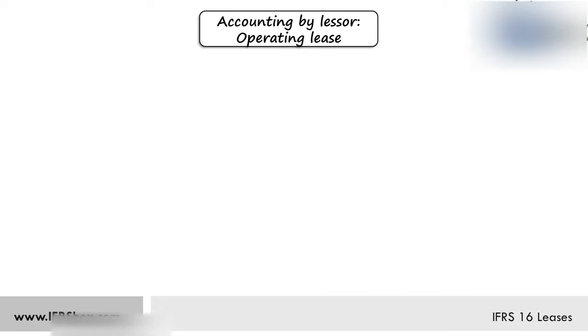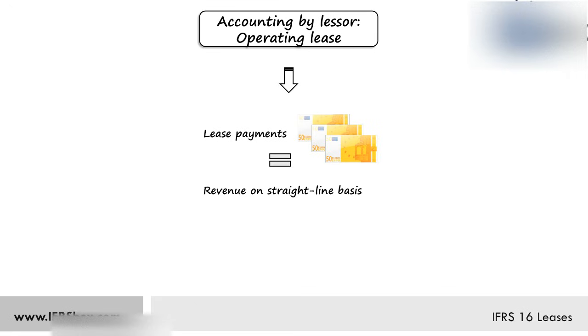Now let's take a look to operating lease, which is much easier. Lease payments received from the lessee are recognized as revenue in the profit or loss, basically on a straight line basis or on some other systematic basis. And let me remind you that lessor keeps the asset in its own financial statements and depreciates it. So yes, under the new IFRS 16, it can easily happen that both lessor and lessee will recognize some asset in their own financial statements.